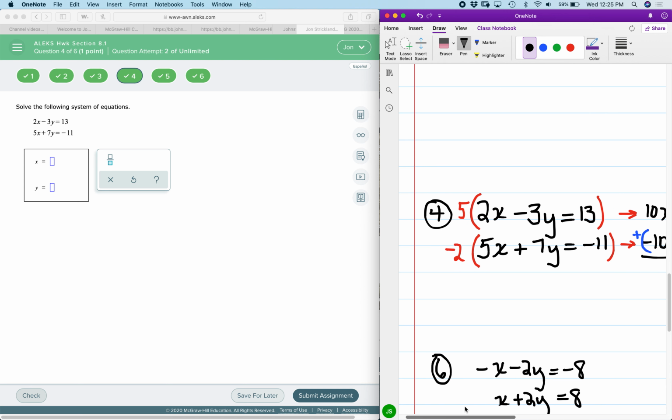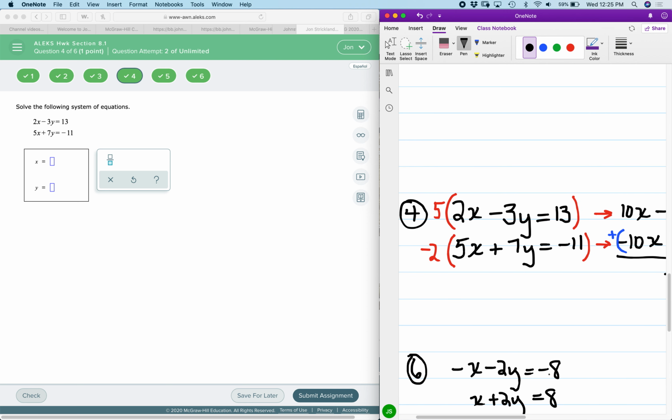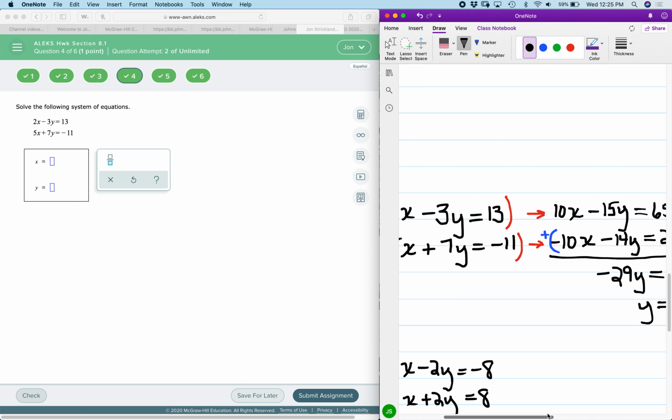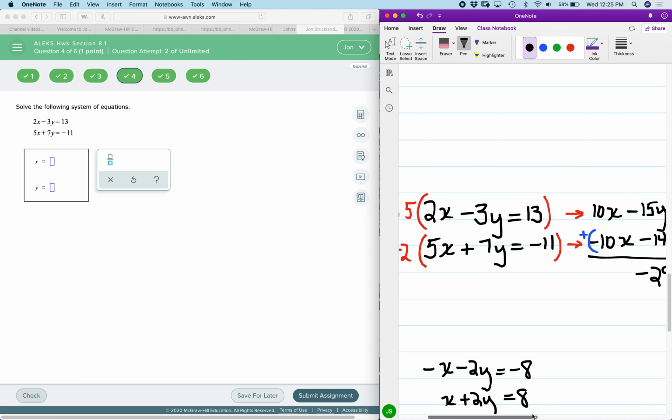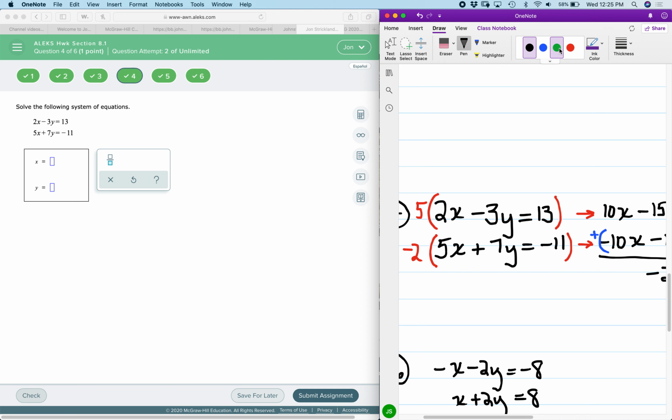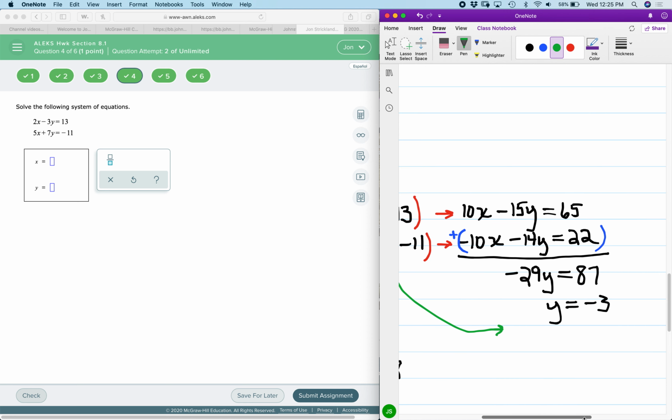Okay, and I can take negative 3 for y into any of these equations, whether it's in the revised form or any of the original forms. And we'll say we have 5x plus 7y is equal to negative 11. So we'll just go with this version of the equation. So you have 5x plus 7 times negative 3 is equal to negative 11. And here we have 5x minus 21 is equal to negative 11.